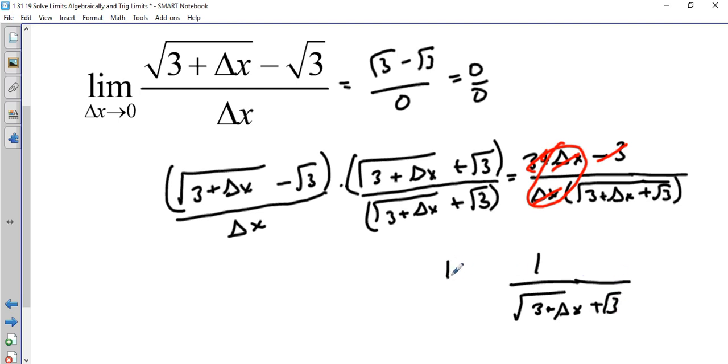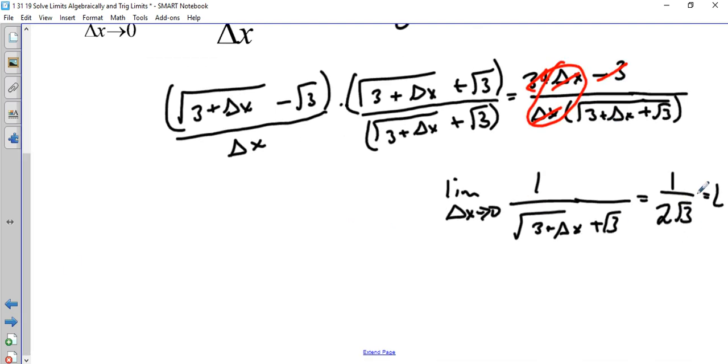All right, and we're going to take the limit as delta x approaches 0. So yeah, that shouldn't be over there. Sorry. But you plug in 0 in here, and we have 1 over 2 square roots of 3. That's our limit. We can simplify this. We don't like square roots in the bottom. We multiply top and bottom by square root of 3 over square root of 3. Or you could leave it.